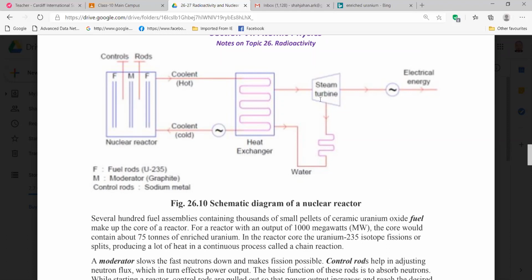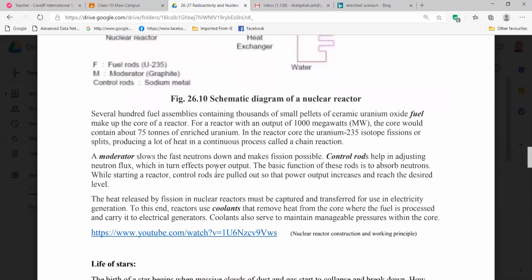Clear? Yes sir. So then you will get more electrical energy, and your process will be very efficient. This way our coolant is working. Now, is it clear how the coolant is working?